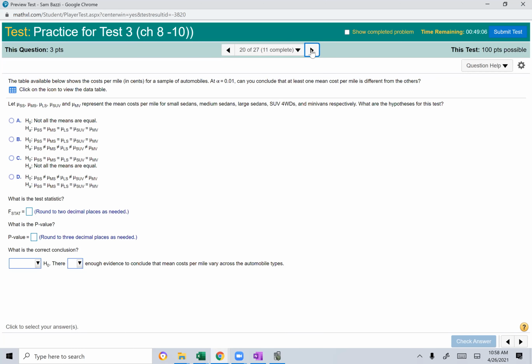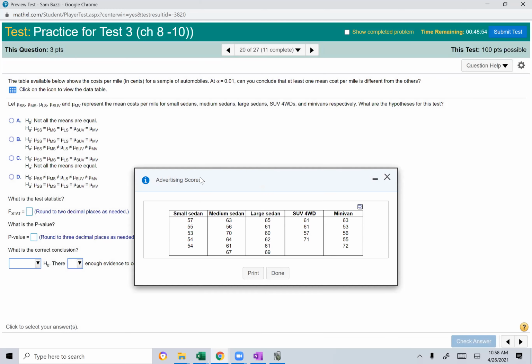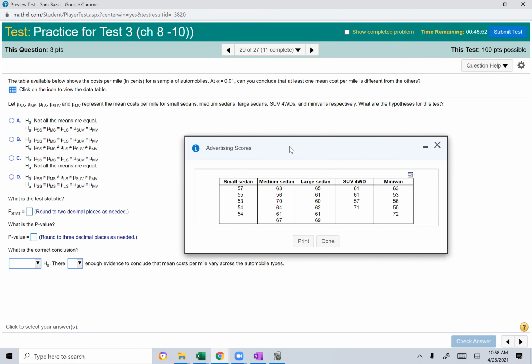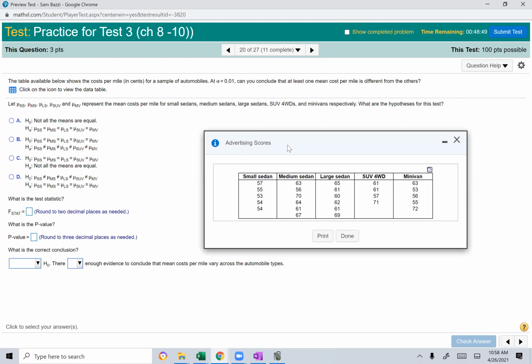The table below shows the cost per mile in cents for a sample of automobiles at alpha equal 1%. Can you conclude at least one mean cost per mile is different from the other? It's exactly the same as the previous one, guys. Look, you have 1, 2, 3, 4, 5 lists. So what would be H0 and HA? H0 will be mu1 equals mu2 equals mu3 equals mu4 equals mu5. Where do I see that? And then HA will be at least one of the means is different. The only option I can see right here is C.